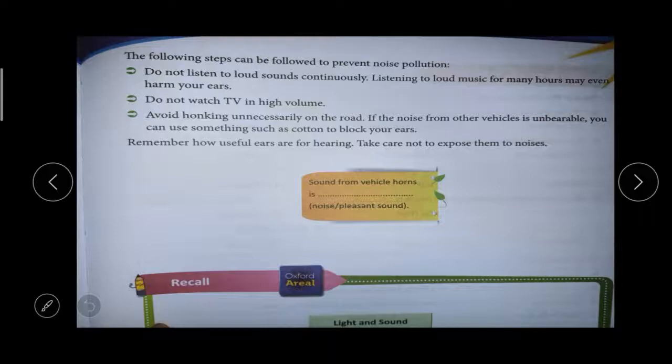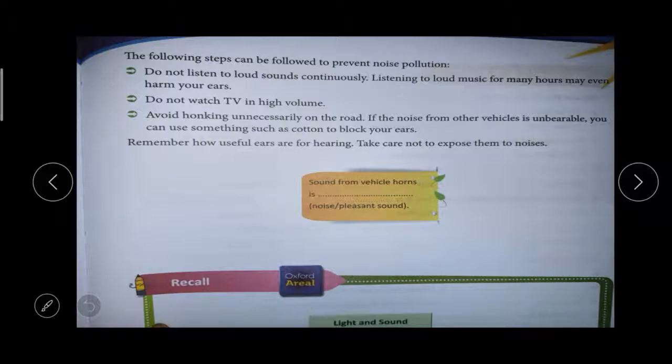If the noise from other vehicles is unbearable, you can use something such as cotton to block your ears. In traffic jams, all the members in the vehicles will use the horn to disturb others, right? At that time you can use cotton to close your ears. It is a simple way to protect your ears. And one more thing, if any marriage houses or function houses are near your house, they will play music at loud volume, right? At that time you can use cotton buds, close your ears, and just sleep well. Don't worry about that.